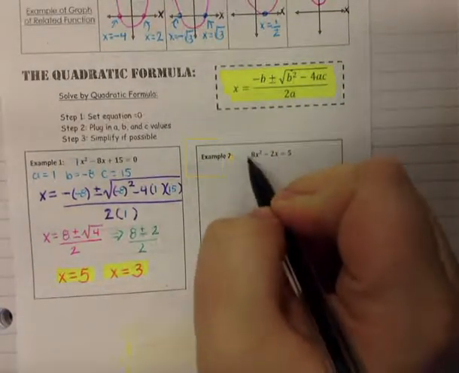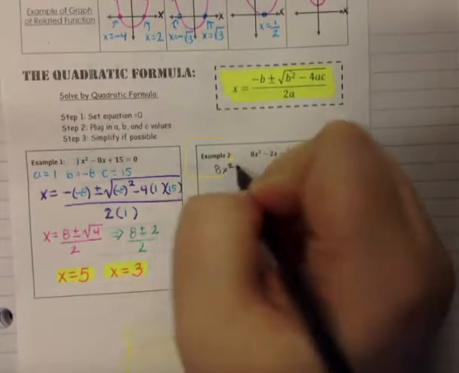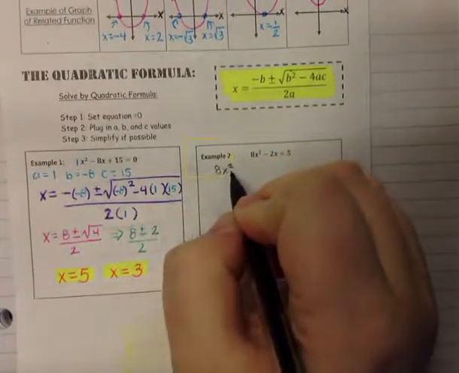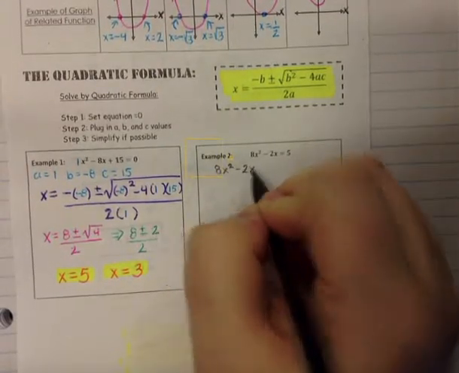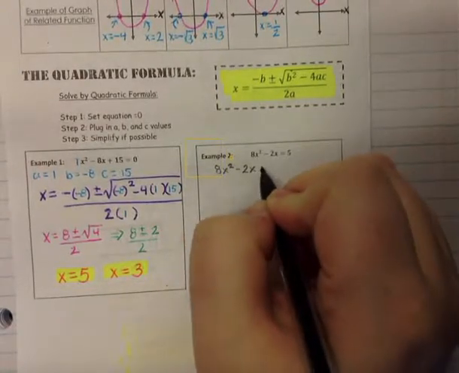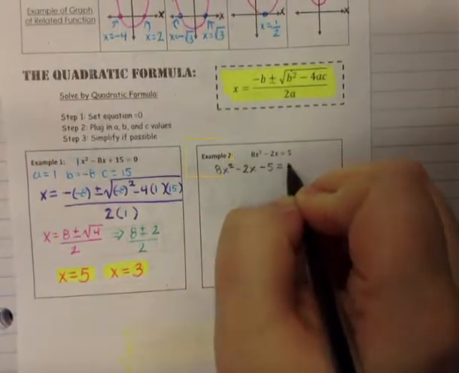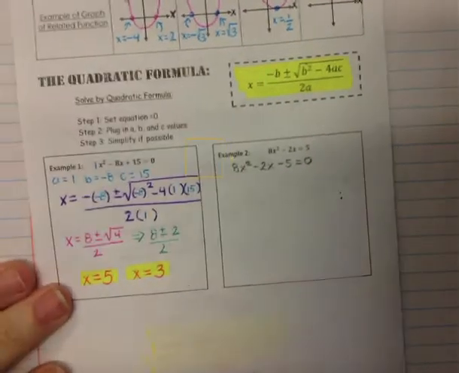Our 8x squared is positive, so we have 8x squared as our quadratic term. Then we need our bx, which is negative 2x. Then we need our constant, which we need to subtract the 5 over, and then set it equal to 0. Now we have it in standard form, so now we can figure out our a, b, and c.